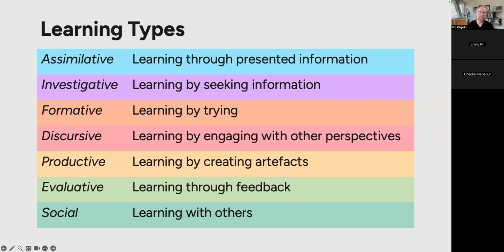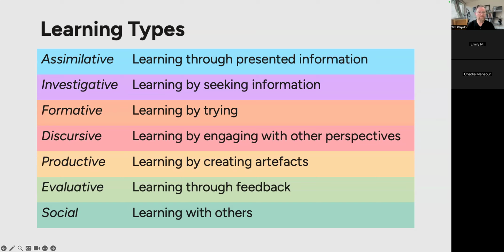So the 7 types were assimilative learning, where we learn through content. A lot of this is around OERs, like textbooks and videos and information that we get exposed to. But we also learn by going out and finding that information, seeking things, doing research, that investigative type of learning. There's formative learning, where we learn by trying. Discursive learning, where we actually engage with other perspectives.